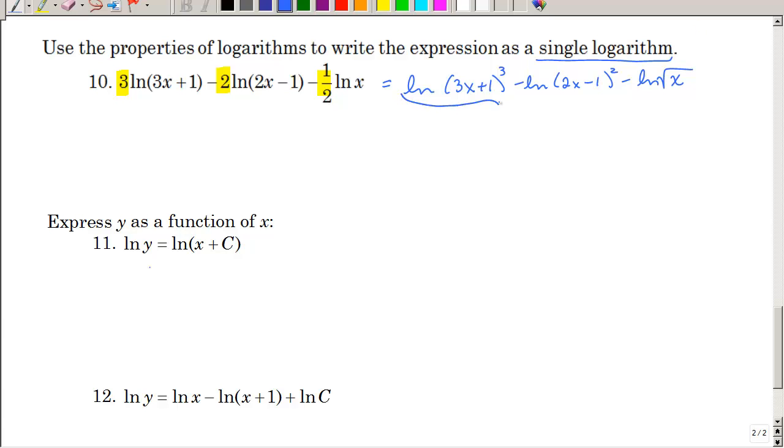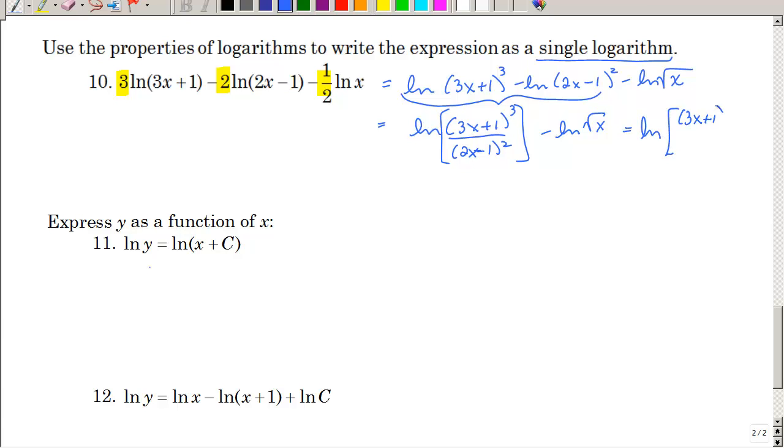Then, working from left to right, we have a subtraction. So we could write that as the natural log of 3x plus 1 cubed divided by 2x minus 1 squared. Now that's the natural log of all of that. Then I have to do the subtraction again, so I have to divide. Well, do I make it a big fraction? No. Where is that going to go? Well, when you divide, it's going to end up in the denominator, so that's going to be the square root of x and 2x minus 1 squared. So again, we can go backwards.